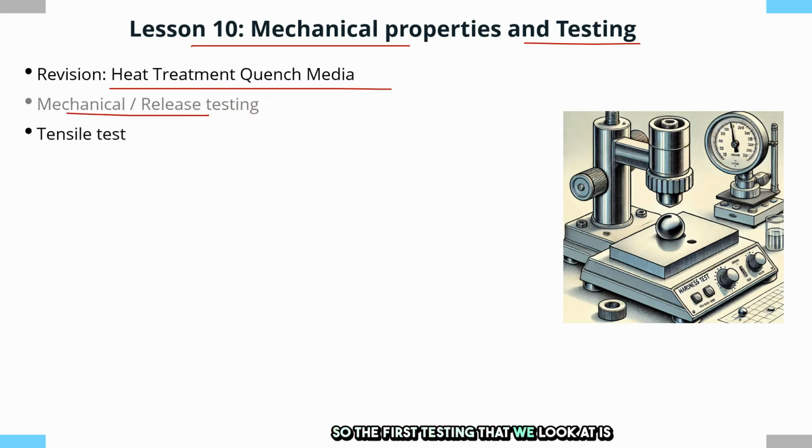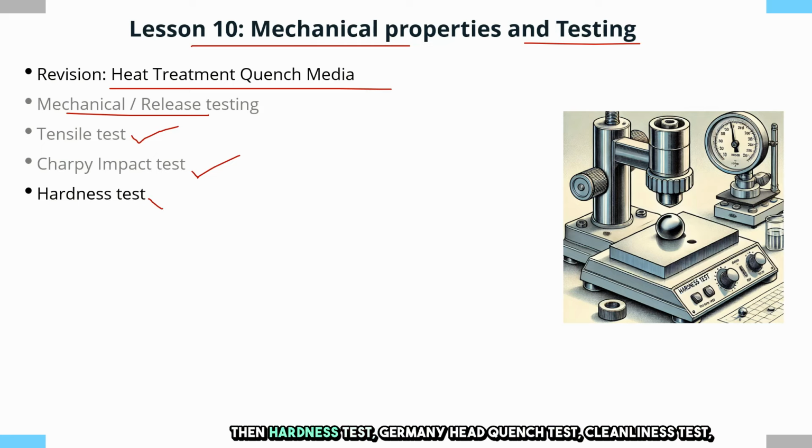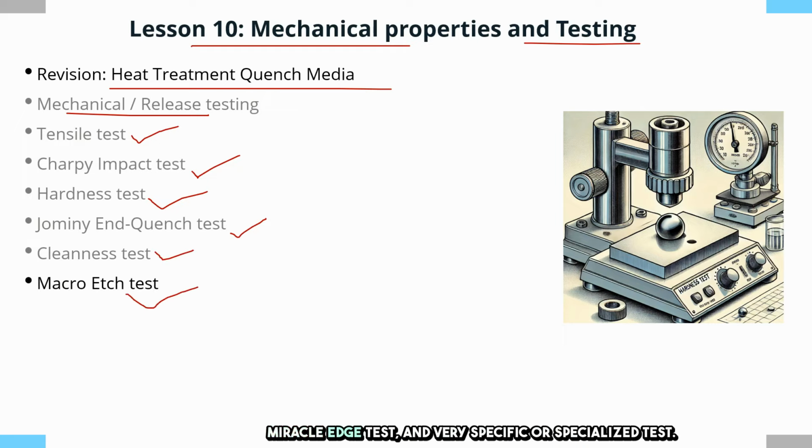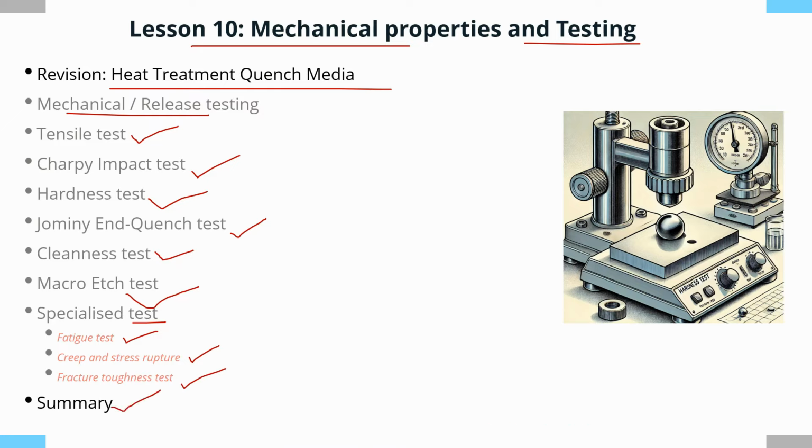The first testing that we look at is the tensile test. Next being the Charpy impact test. And then the hardness test. Jominy end quench test. Cleanliness test. Macro etch test. And very specific or specialized tests. The first one being the fatigue test, creep and stress rupture test, and fracture toughness testing. And then we summarize the course.